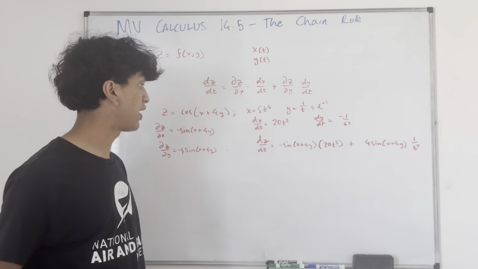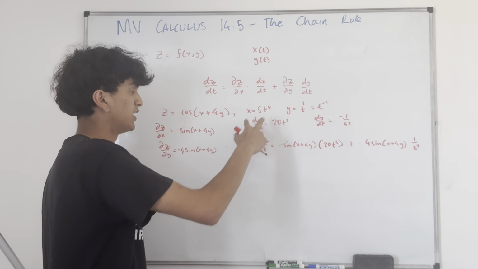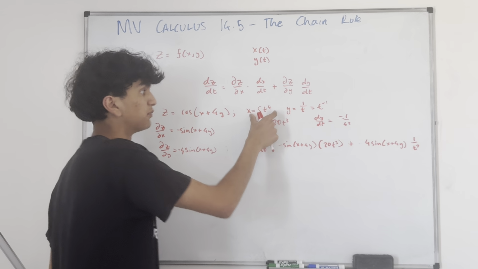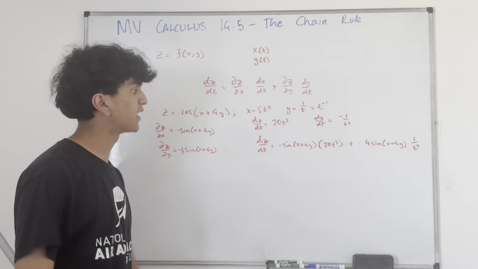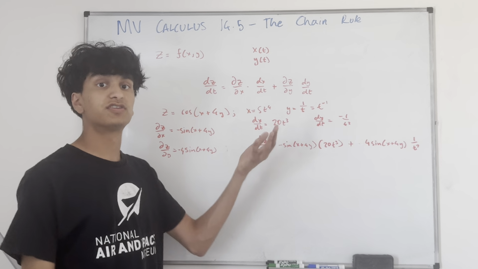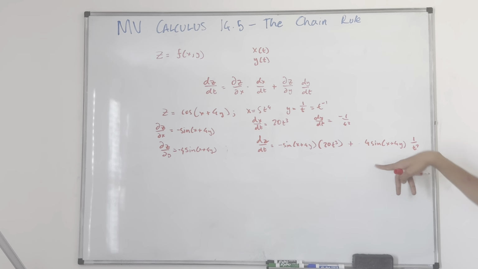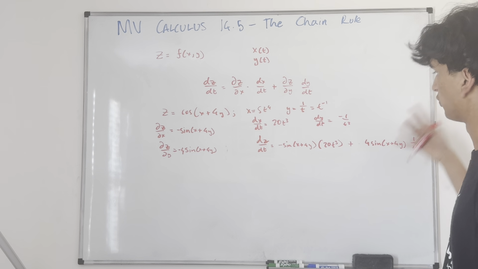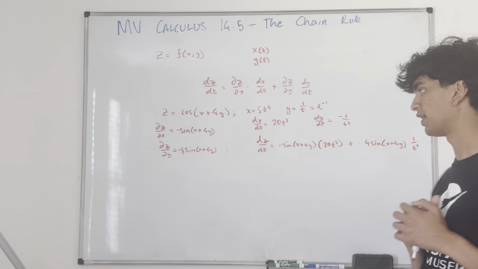And I can simplify this. What I would recommend on a test is to substitute x and y in here, because then it's a function of time. It's not really a function of x and y. You can just substitute in 5t to the 4th and 1 over t for all the x's and y's, and boom, it's going to be a pure function of time.